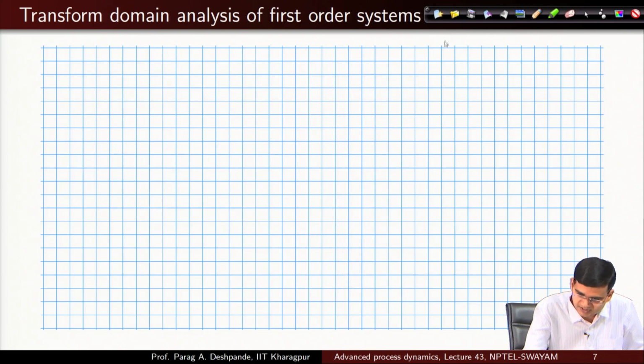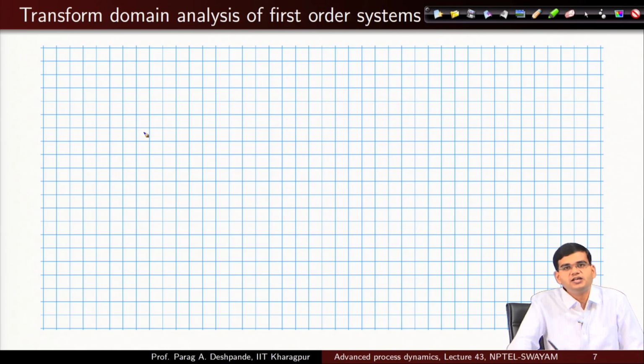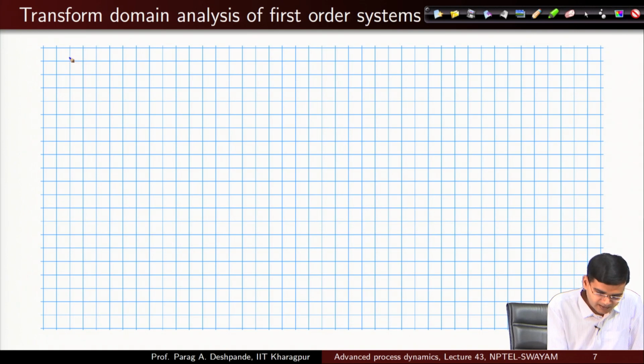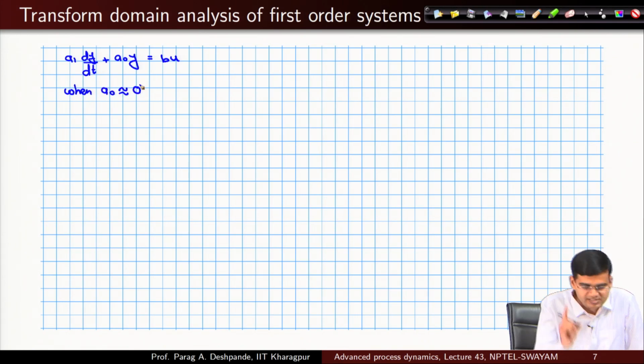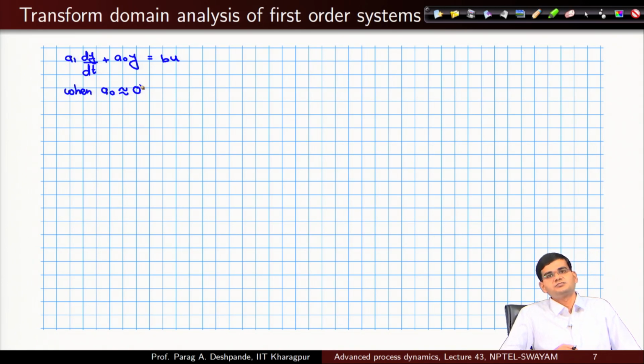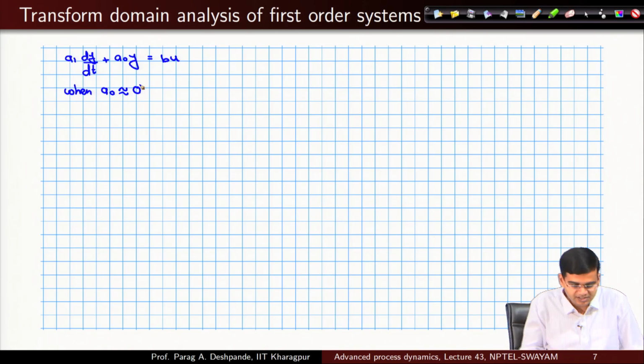Let us see another specific case where what you have is called a pure capacity system. Okay. So, in this case I have a 1 dy by dt plus a 0 y is equal to b times u, and when a 0 is 0, a 0 is very small. Okay. Then what happens?